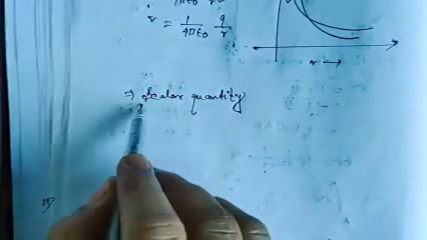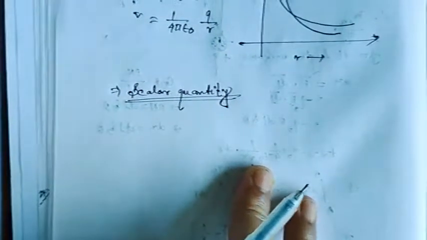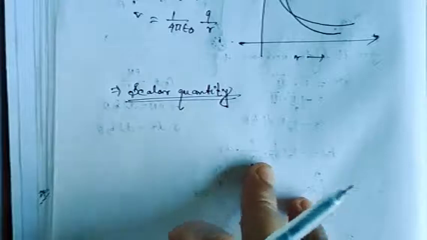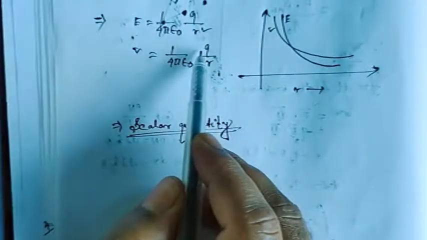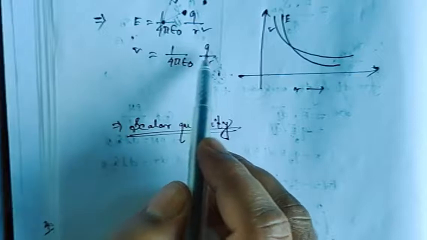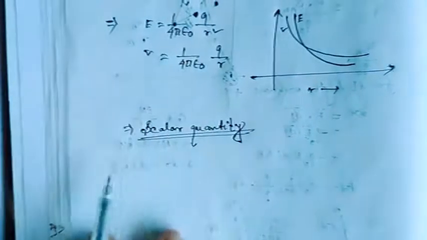So in this case, you have to remember one thing. Whenever you take V is 1 by 4 pi epsilon naught Q by R, this Q, if it is for a positive charge, then this charge will be plus, and if it is for a negative charge, then we have to put a minus sign. Okay.